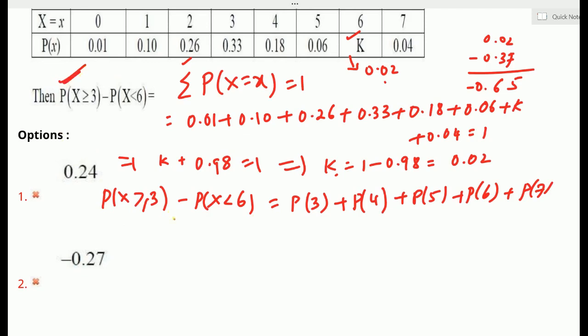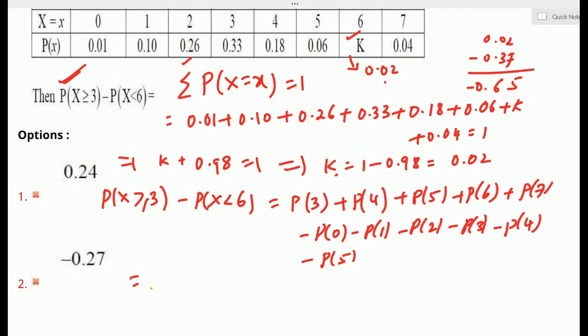And P of X less than 5, less than 6. What are the values less than 6? 0, 1, 2, 3 probabilities. That is minus P of 0, minus P of 1, minus P of 2, minus P of 3, minus P of 4, minus P of 5, and less than 6. We can observe that here similar terms, P of 3 cancelled, P of 4 cancelled, P of 5 cancelled. Rest of them are positive terms. P of 6 and P of 7 are there. These are the positive terms.